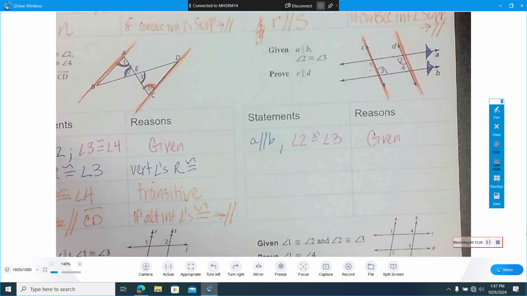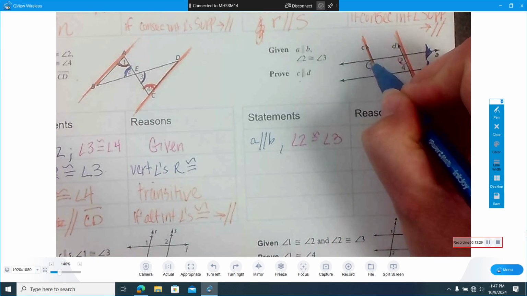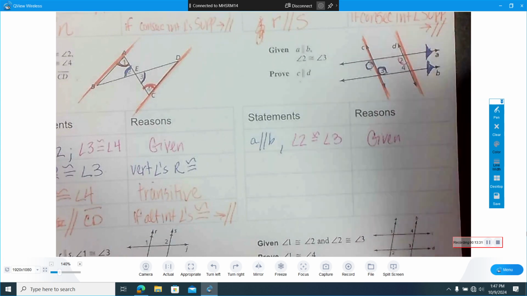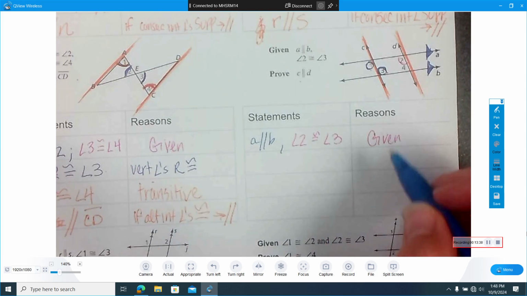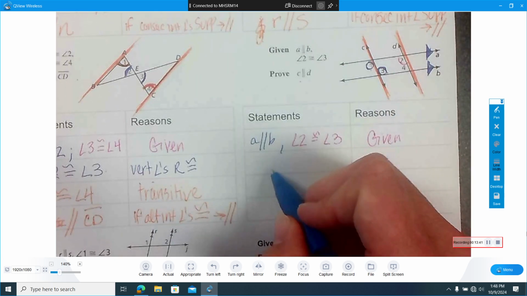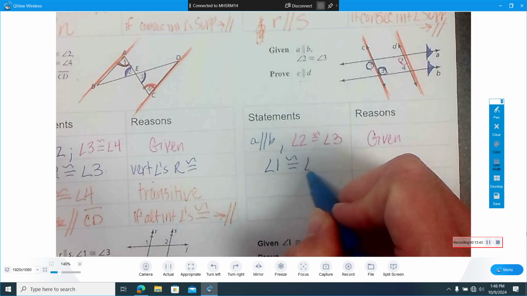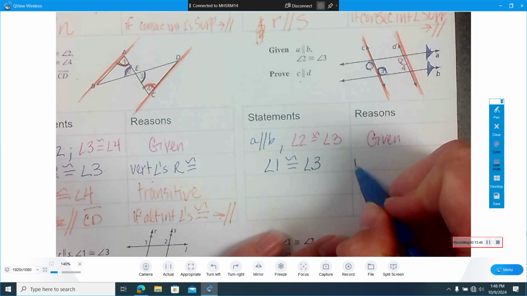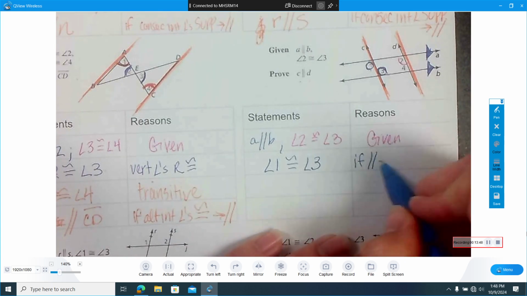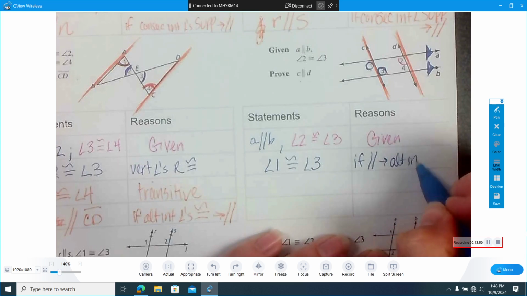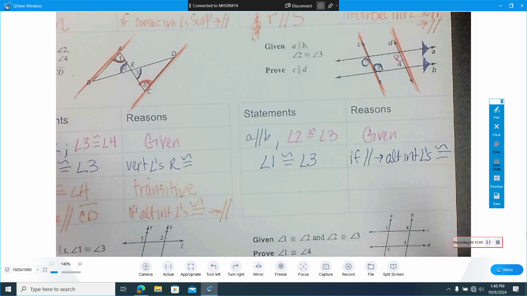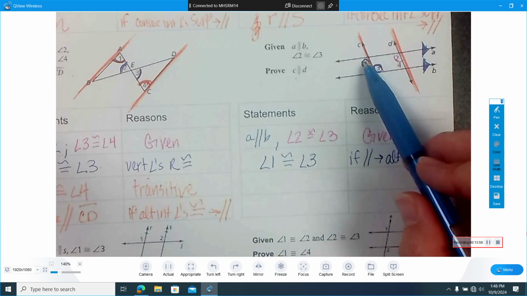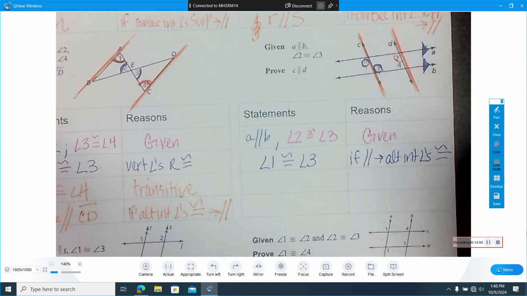We have parallel lines. What do we know about angle 1 and angle 3? Are they corresponding? All right, they're alternate interior. They're congruent. Angle 1 is congruent to angle 3 because if parallel lines, alternate interior angles are congruent.